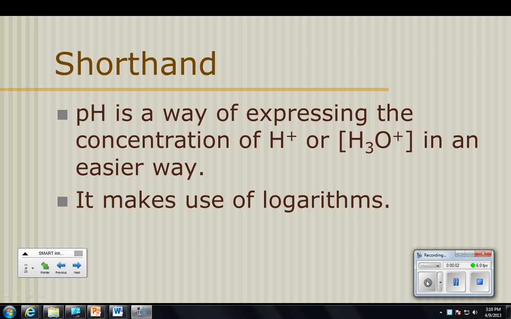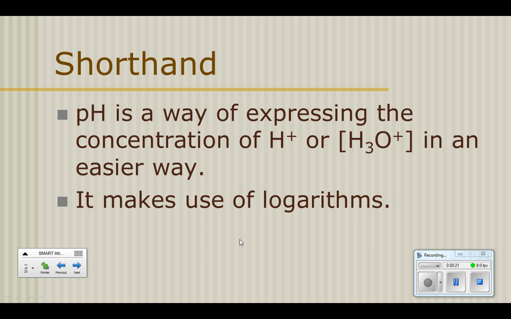All right, now that we're familiar with logarithms, let's look at this pH thing. Notice, by the way, that pH is spelled with a lowercase p and a capital H. It's a way of expressing the concentration of the hydrogen ion, or formally we might say something like the H3O, the hydronium ion with the brackets around it, in an easier way, and what we do is we make use of the logarithm to make this easier.